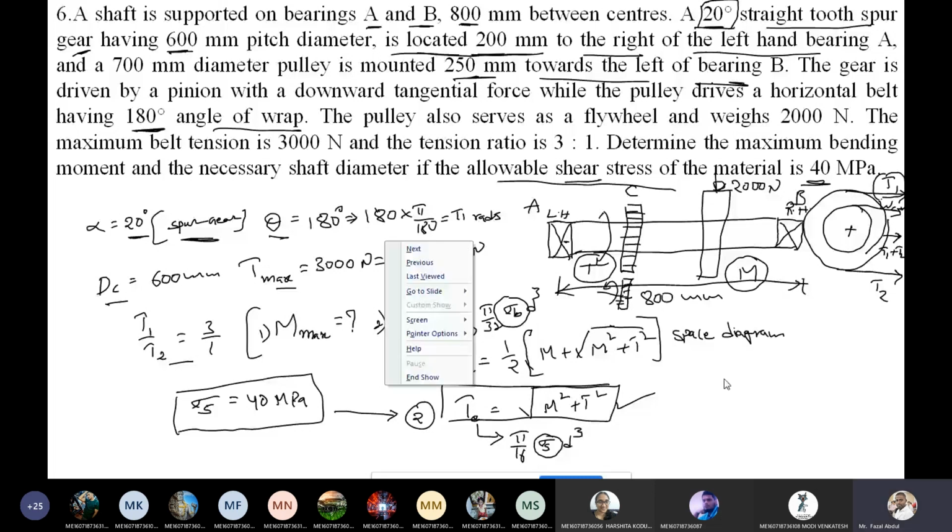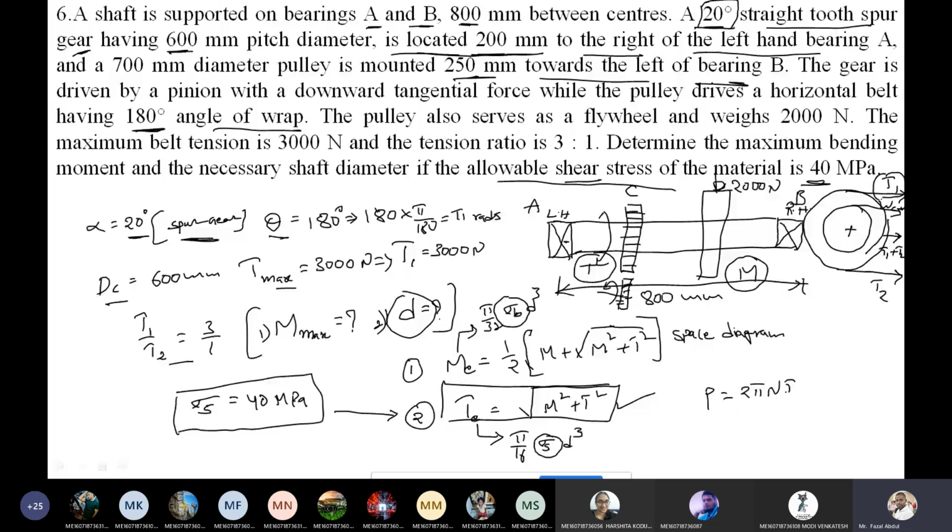The power equation is P equals 2 pi N T by 60. We use this equation when the power value is given in the question, but the power value is not given, and the speed value, N, is also not given. So for that reason, I am not selecting this equation to calculate the torque. So what is the alternate way?